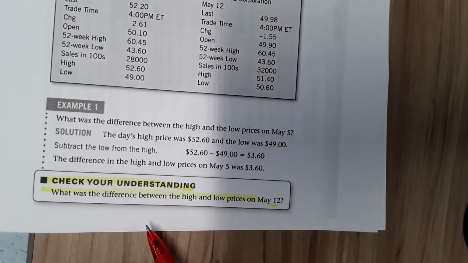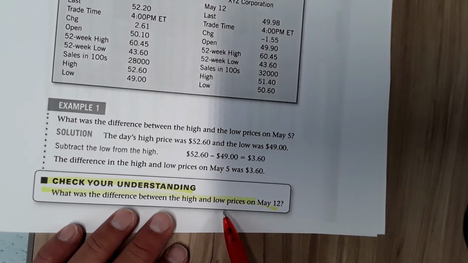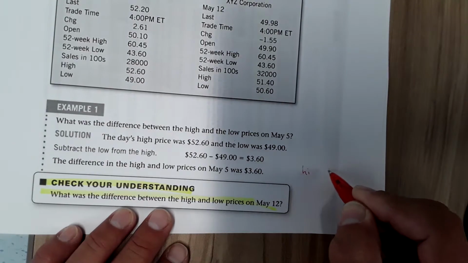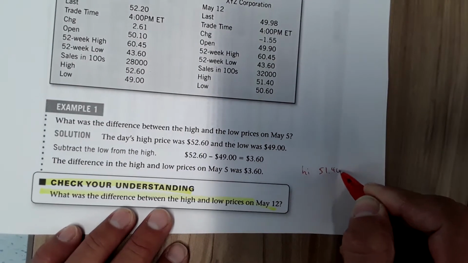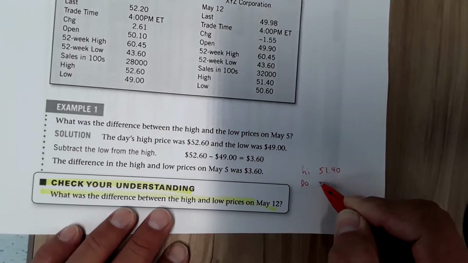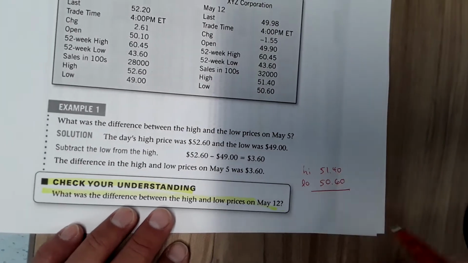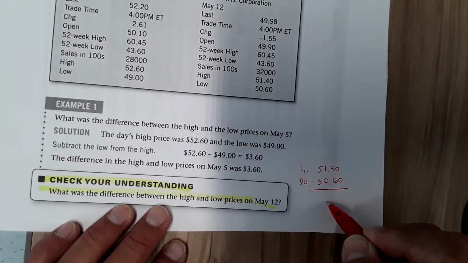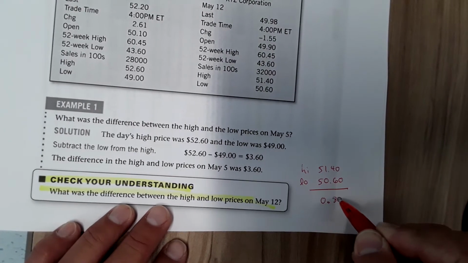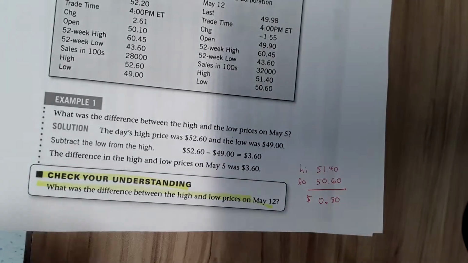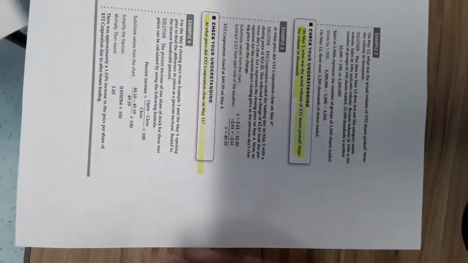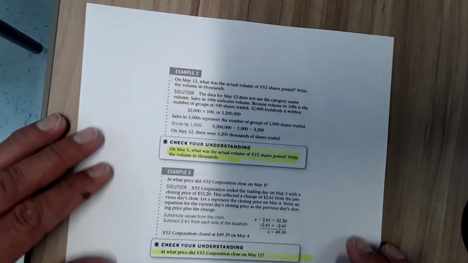So we're going to work this one together. The difference between the high and low prices on May 12th. Well, the high price was $51.40, and the low price was $50.60. You just take the difference, just subtract them, and it looks like that's going to be $0.80. So that one's easy, so look for those on your assignment. Those are the easier ones. All right. The next example.